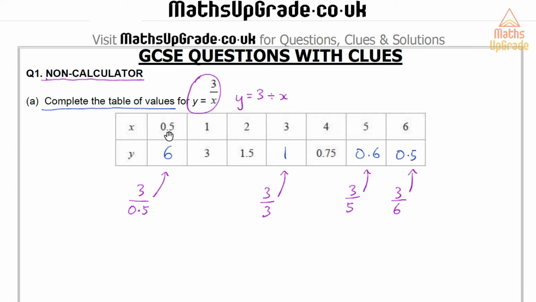Now this one here is just 3 divided by a half. This is not 3 times a half. The answer is not 1.5. It's 3 divided by a half. 3 divided by a half is the same as 3 times 2, which is 6. So this answer here would be 6.